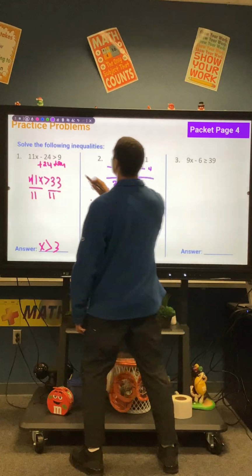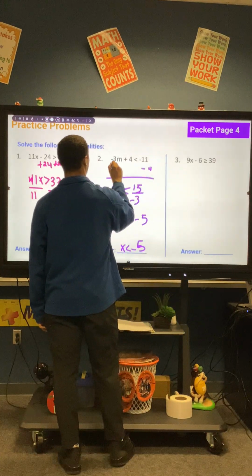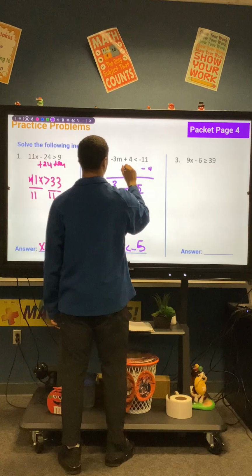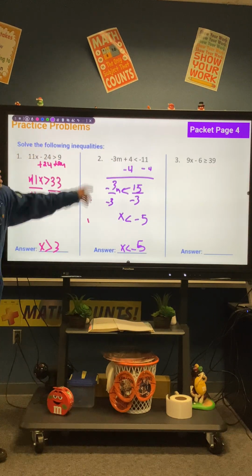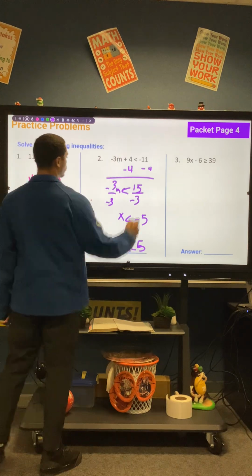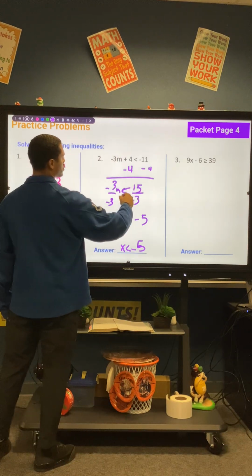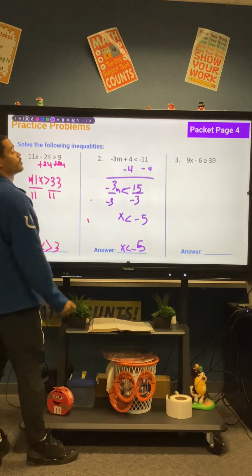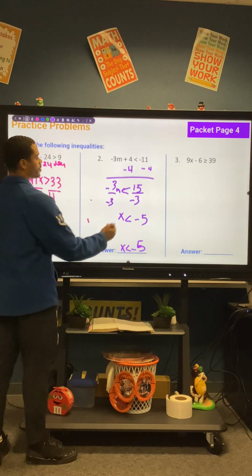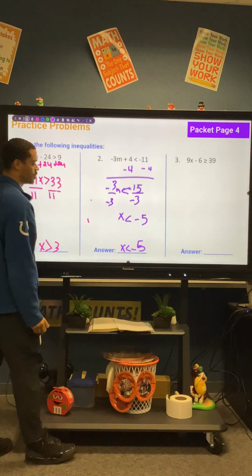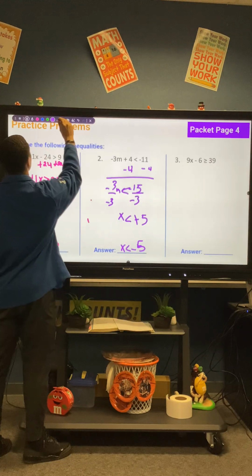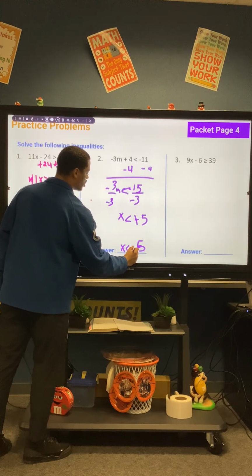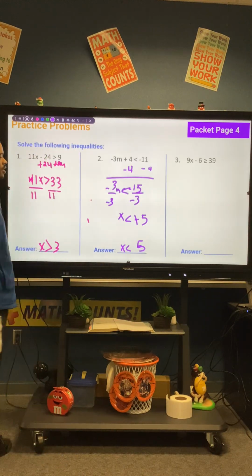As you can see, I'm gonna fix a few things. You start by subtracting 4 from each side. Cancels out your 4s, leaves you with -3m less than negative 11 minus 4, which is gonna give you -15. Divide each side by -3. And now you have x is less than 5.